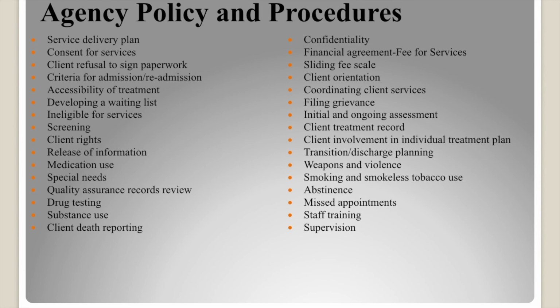So the following are examples of topics that may be covered under your agency's policy and procedures. So service delivery plan, consent for services, what happens if a client refuses to sign paperwork, waiting list, who's eligible, who's ineligible for services, client rights, release of information, on down the line here.